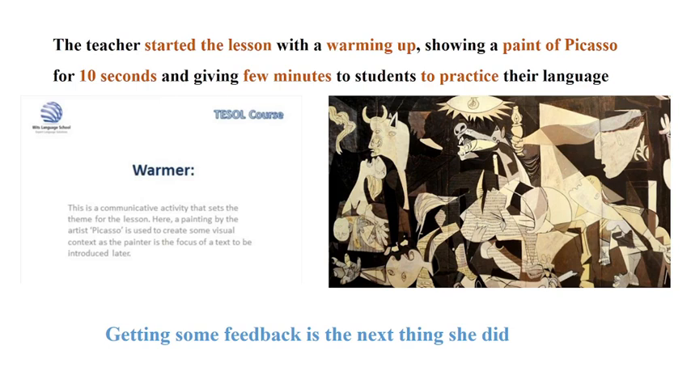The teacher started the lesson with a warm-up, showing a painting by Picasso for 10 seconds and giving a few minutes to students to practice their language. This is a communicative activity that sets the theme for the lesson. Here, the painting by Picasso is used to create some visual context, as the painter is the focus of a text to be introduced later. Getting some feedback is the next thing she did.